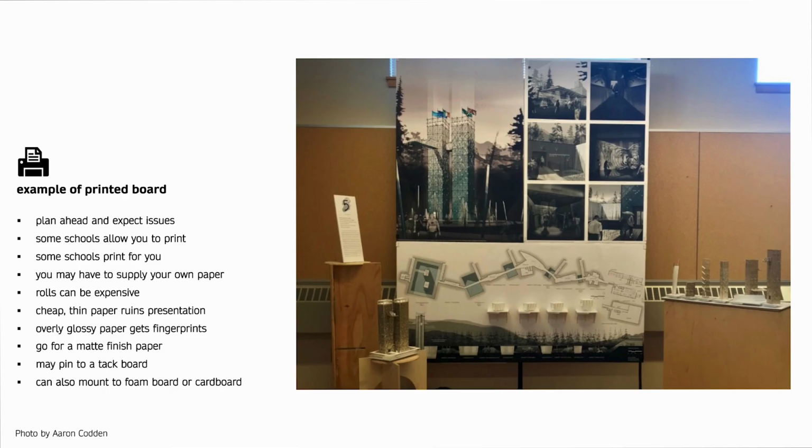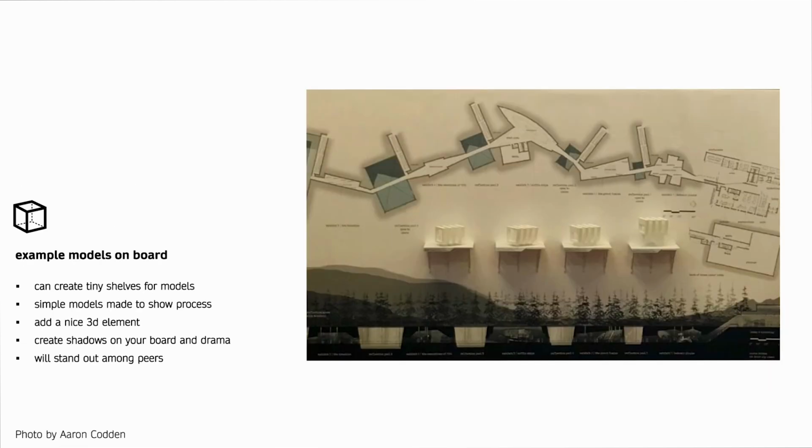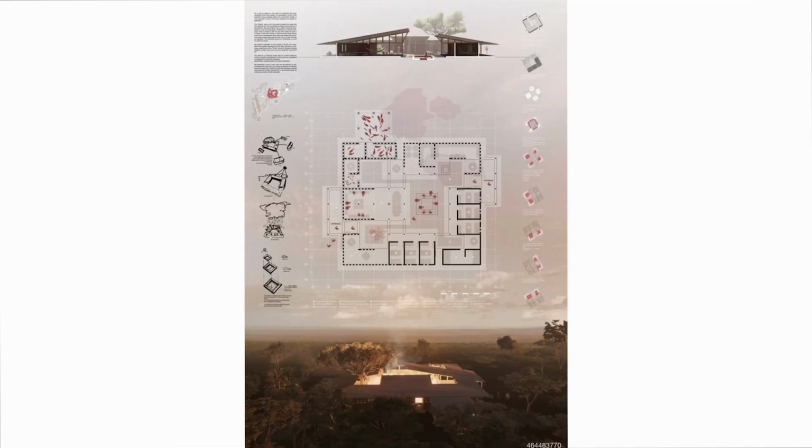So I always suggest my students go for a matte finish paper, and then you can either glue it to foam core or cardboard. Be careful with cardboard though, because sometimes it'll show the corrugation texture if you push too hard, or you can pin it to a tack board. Here are examples of models on a board. I like to do this. It adds a nice 3D element, shows process. You can create tiny little adorable shelves that house your model, and it just stands out among the crowd.